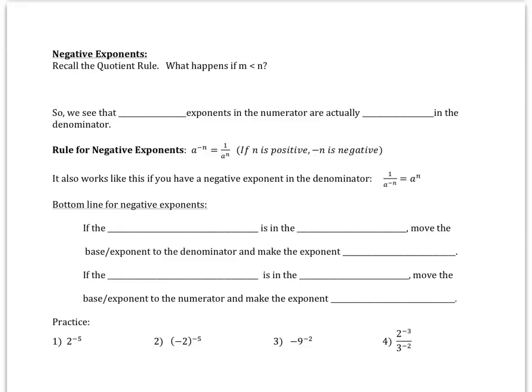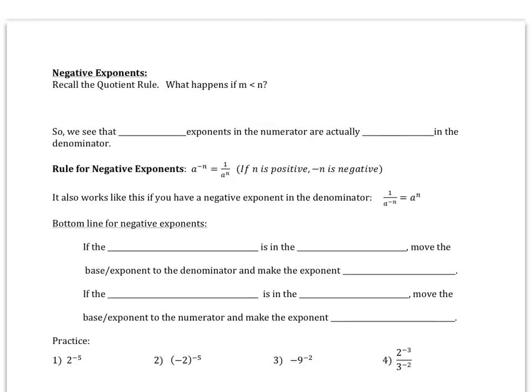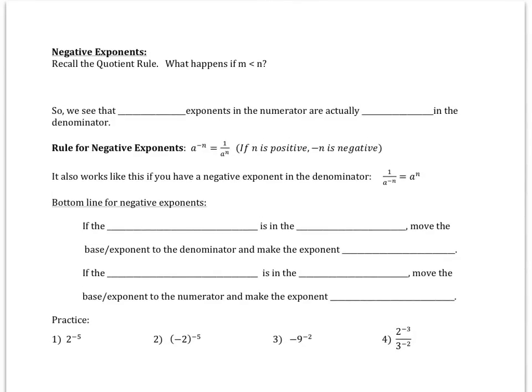Now we're going to talk about negative exponents. First of all, let's think about the quotient rule. What would happen if my top exponent was larger than my bottom exponent? Well, let's think about this. If I had x to the 5th power over x to the 7th power, and I was going to apply the quotient rule, that means I have x to the 5 minus 7 power, which is x to the 5 minus 7, which is negative 2.